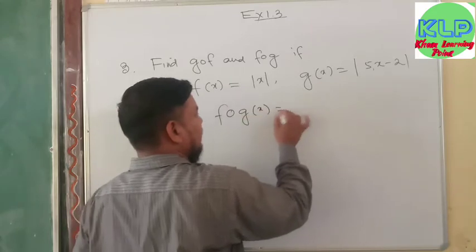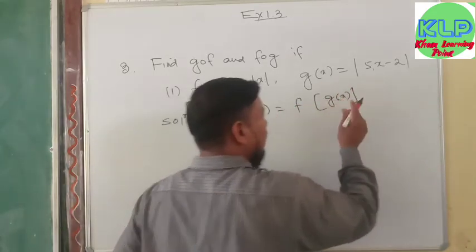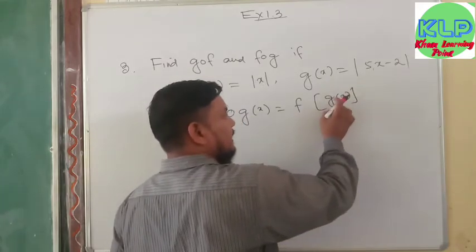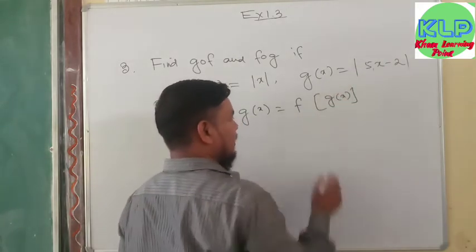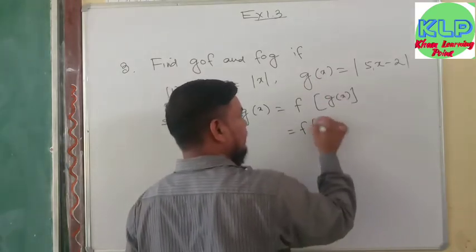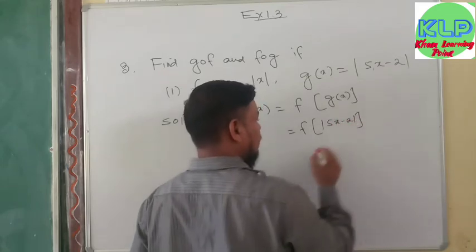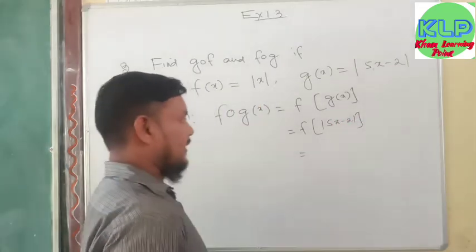Now for fog(x), that is f of g(x). In this case, first we will operate g. f of g(x) means, put in the bracket, g(x) which is modulus of 5x minus 2. Now f will be operated.